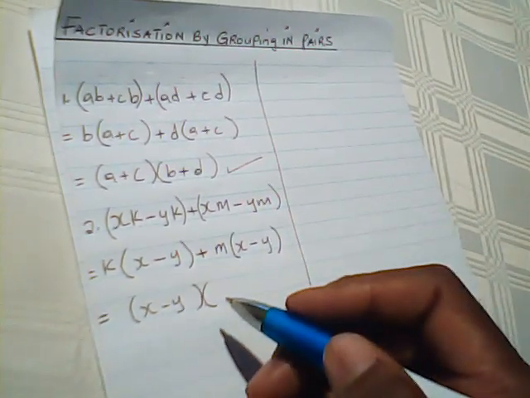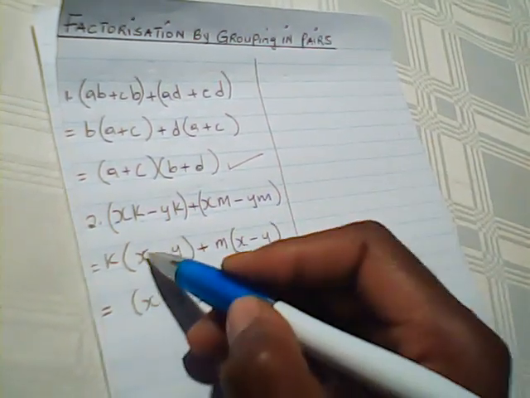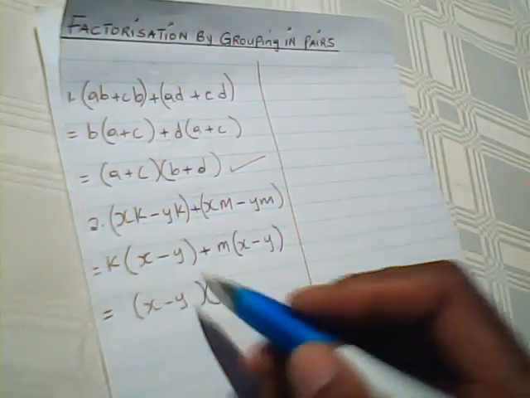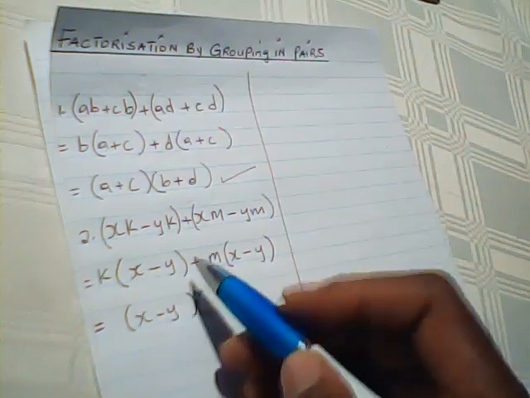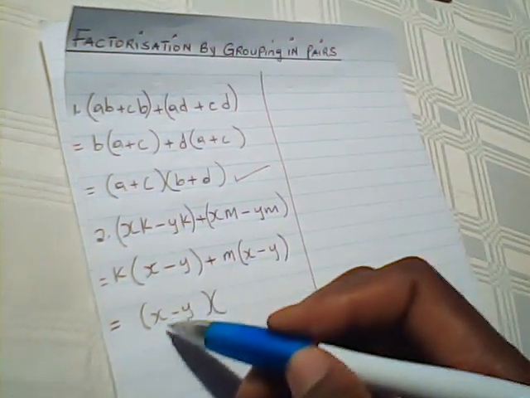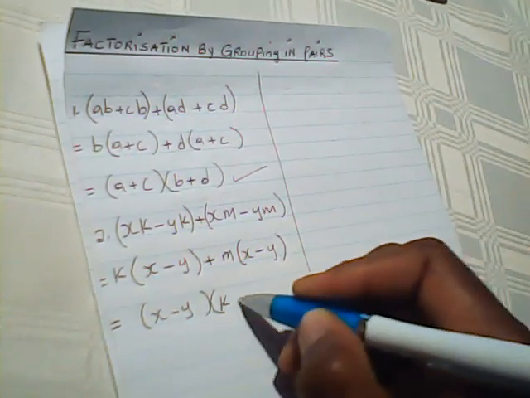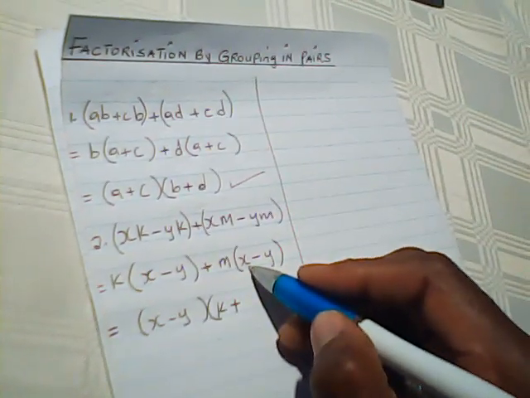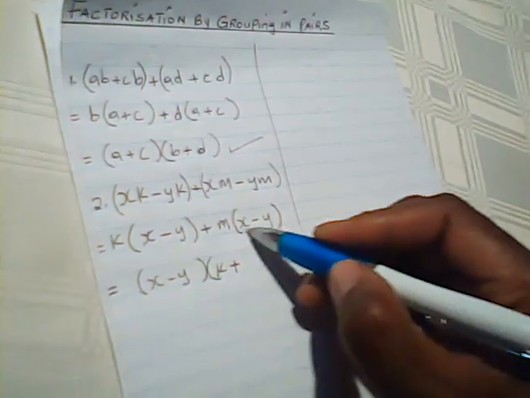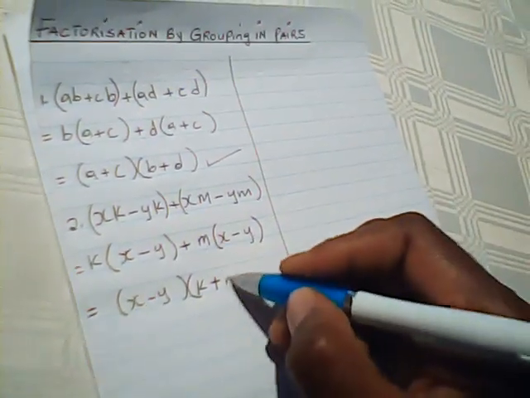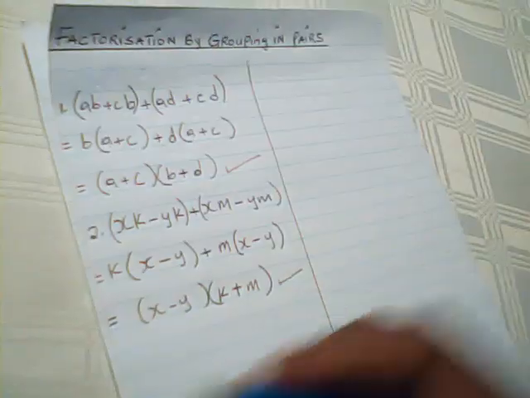Obviously, there are many ways to kill a cat, but I want us to go through this route here. k into x minus y divided by x minus y. So x minus y will cancel x minus y. We are left with k plus m into x minus y divided by x minus y. x minus y will divide by x minus y. We are left with m. Then you close. So that is our answer, and that's how it is done.